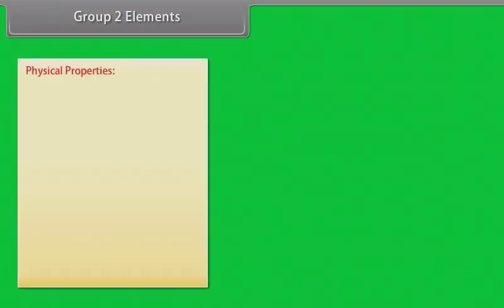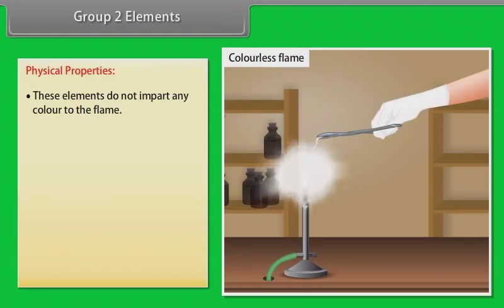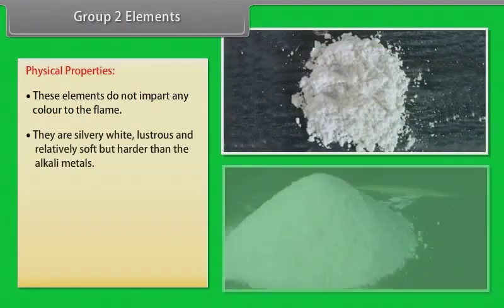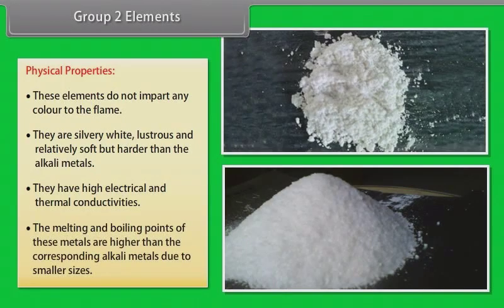Physical properties. These elements do not impart any color to the flame. They are silvery white, lustrous and relatively soft but harder than the alkali metals. They have high electrical and thermal conductivities. The melting and boiling points of these metals are higher than the corresponding alkali metals due to smaller sizes.